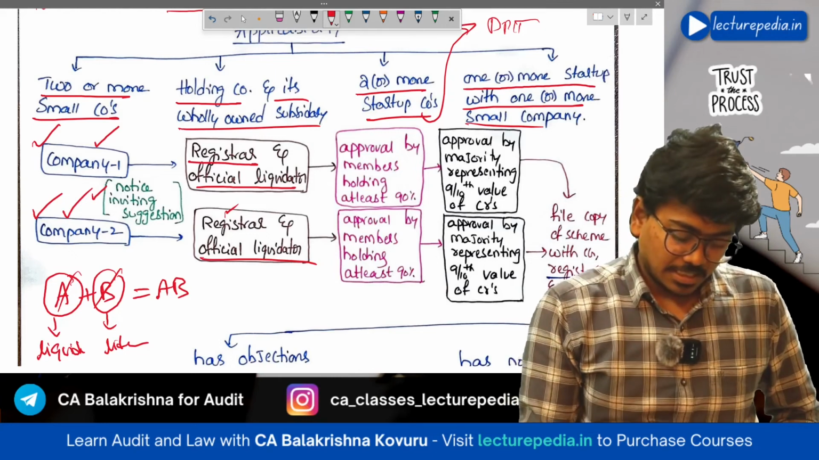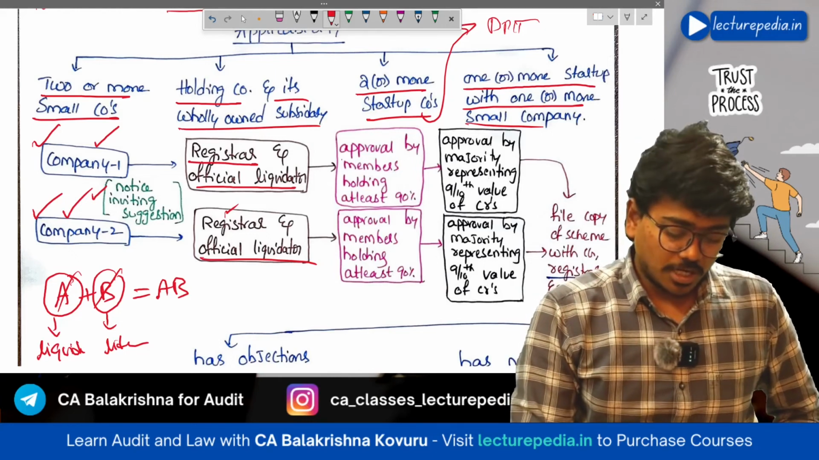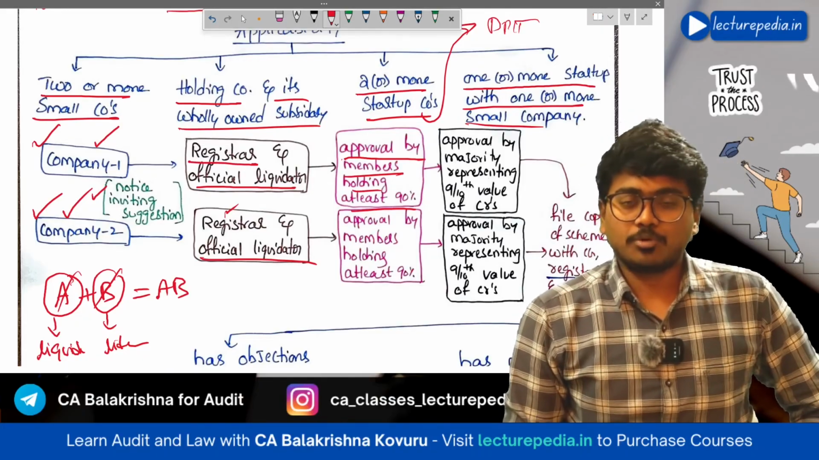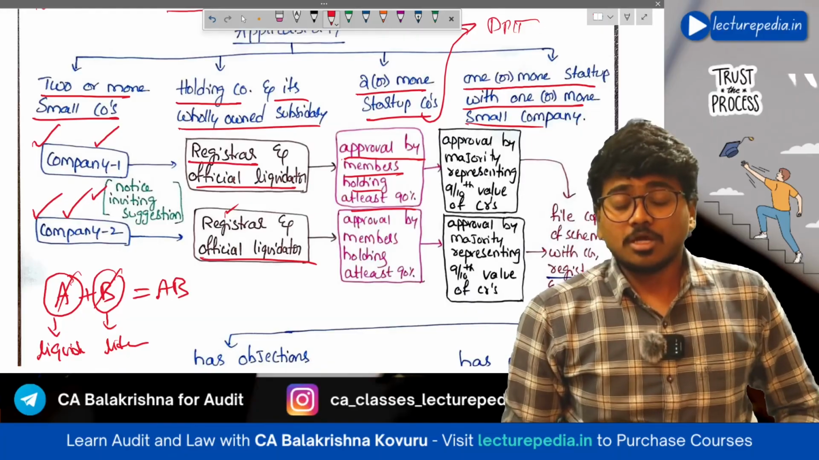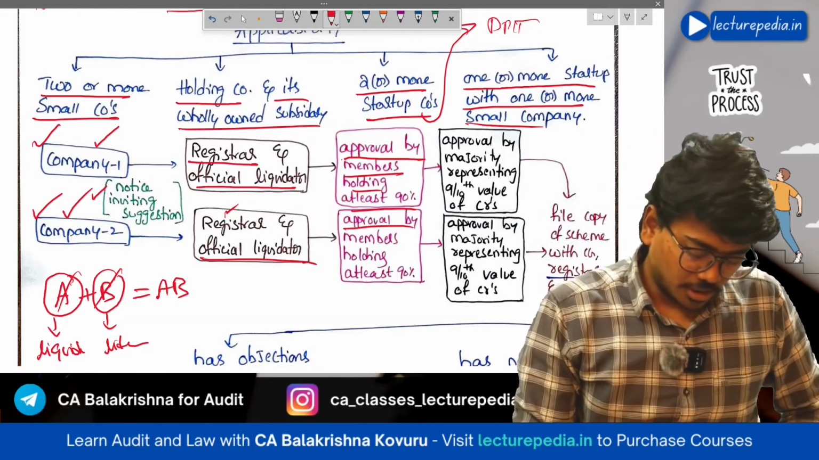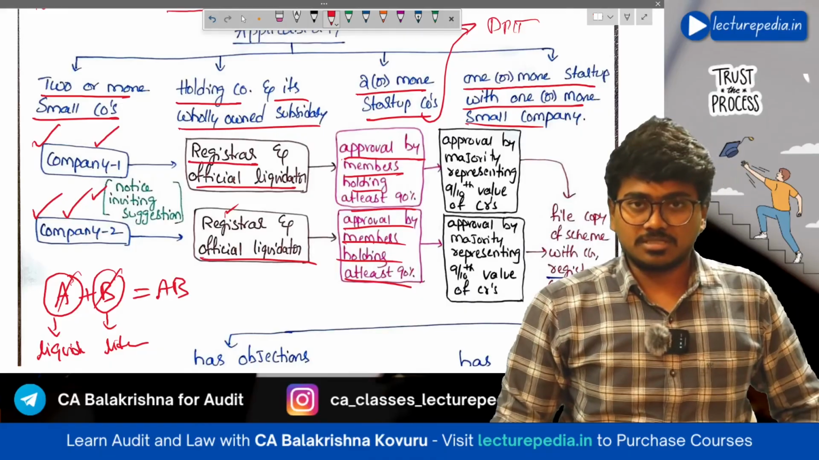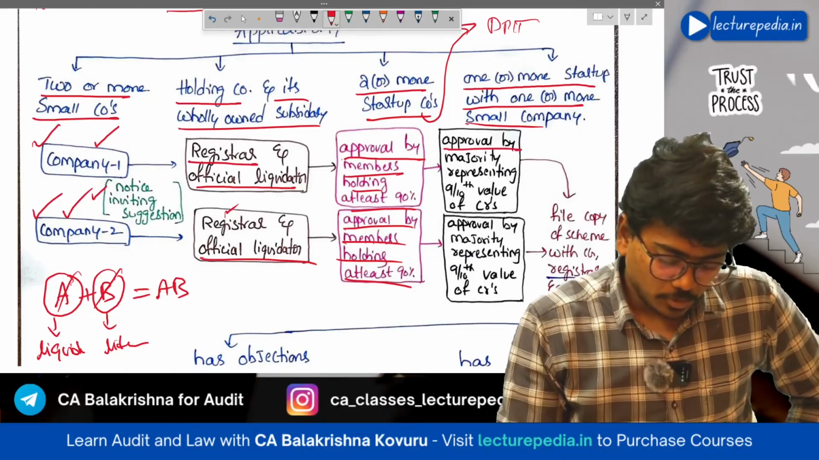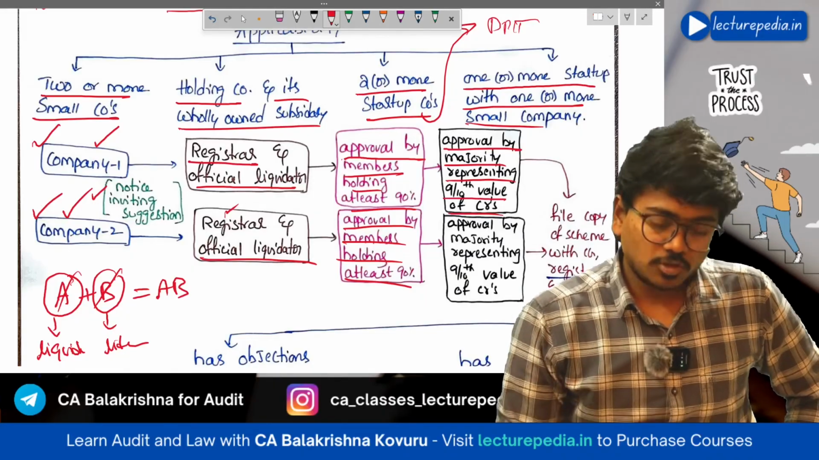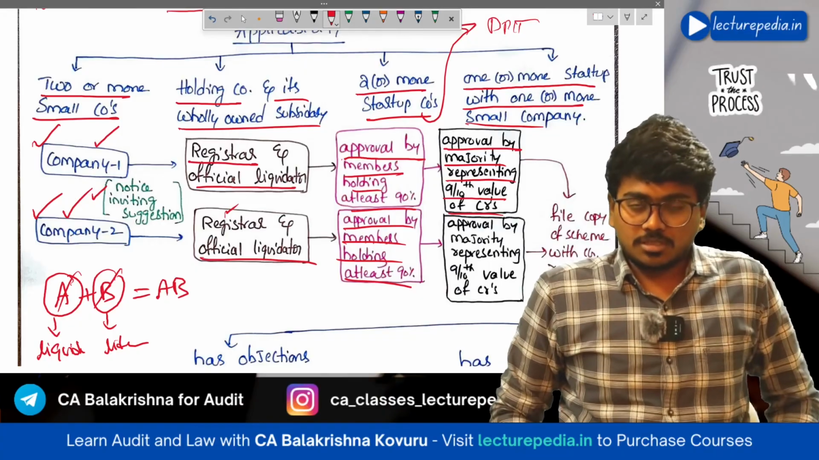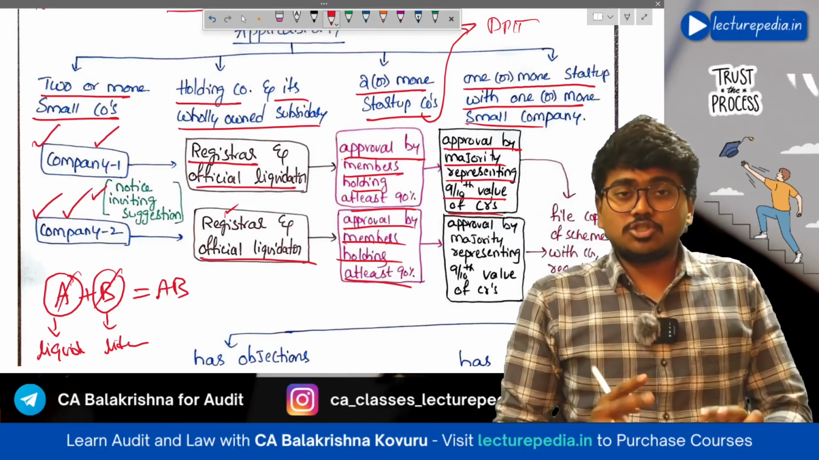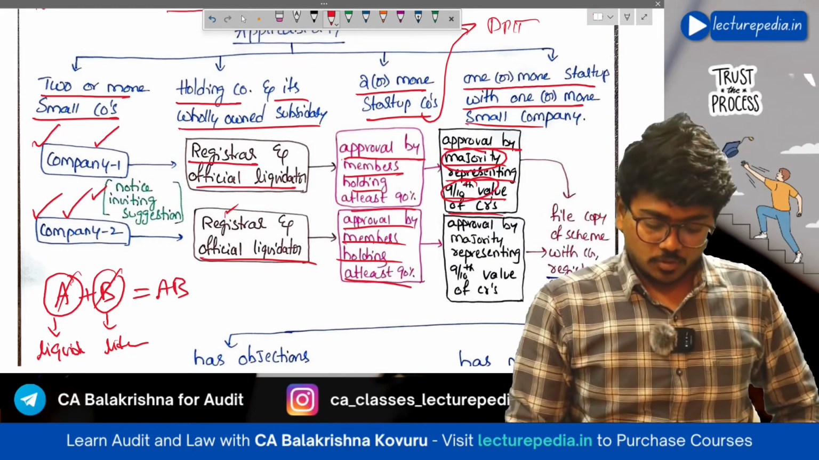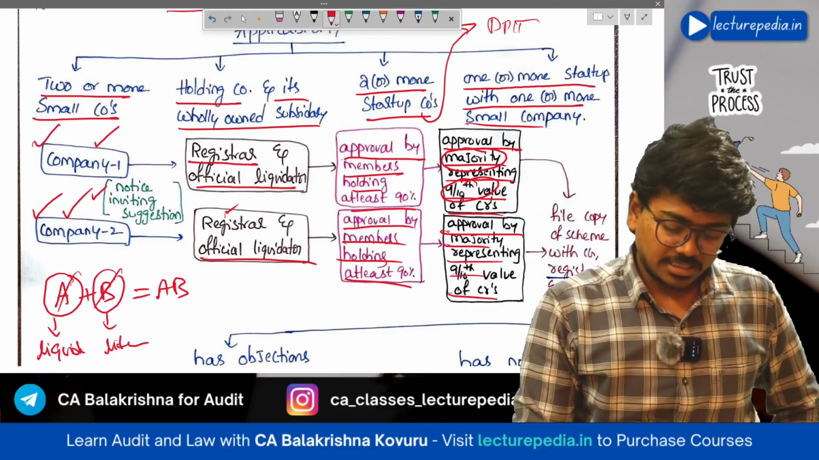Hope that is clear. And after that, you have to get approval by members holding at least 90% of the shares. Approval of the members is required. How many members? Members holding 90% of the shares. Here also, approval of members holding at least 90% of shares. This procedure has to be done in both the companies. Next, approval by a majority representing 9/10 value of creditors. Creditors' approval is also required. Here, creditors' approval is dual in nature: majority in number and 9/10 in value. Same here also, approval by a majority representing 9/10 in value.